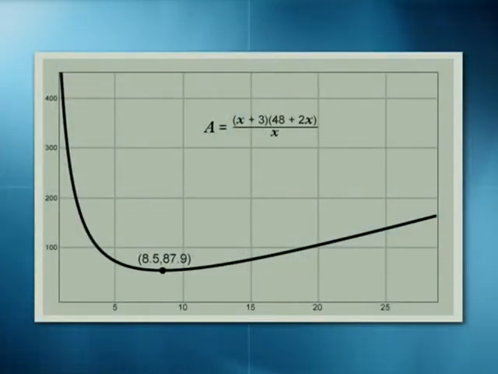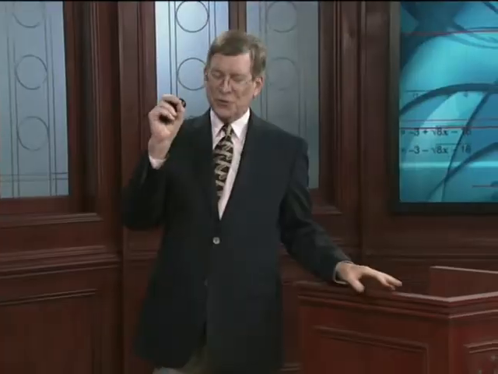Well, here's the graph, using a graphing calculator, of our area function, x plus 3 times 48 plus 2x, all divided by x. Wow, kind of an interesting looking graph, isn't it? It seems to have a vertical asymptote over there when x is 0, and indeed it does, because x equals 0 is a vertical asymptote. And then it seems to have a minimum point, and then the graph grows again. Okay, what's that minimum value? Well, your graphing utility has a button on it which allows you to find or approximate the minimum value of a graph.